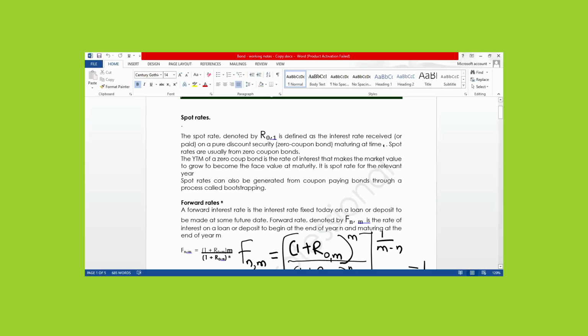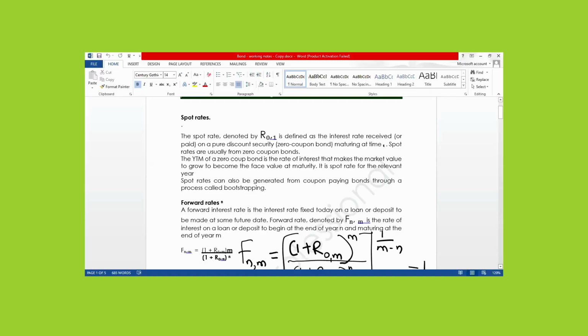The yield to maturity of a zero coupon bond is the rate of interest that makes the price of the bond today grow to become face value at maturity. That is the spot rate.